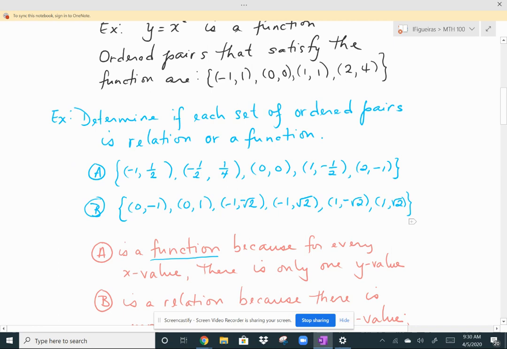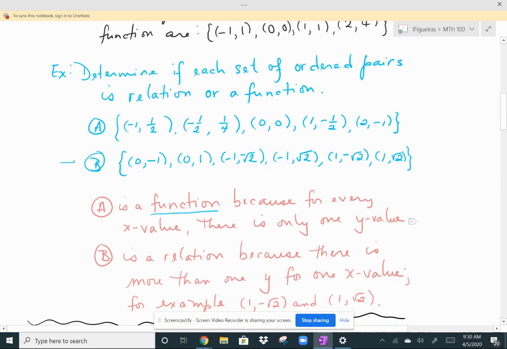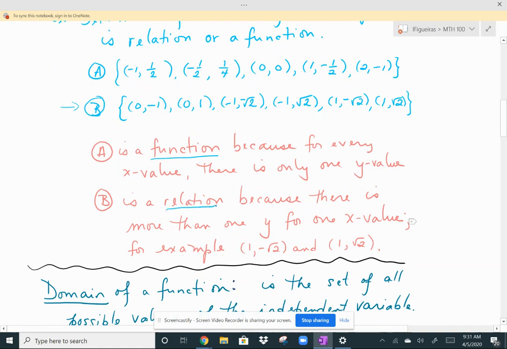Now let's look at B. B gives us the coordinates (0, -1), (0, 1), (-1, -√2), (-1, √2), (1, -√2), and (1, √2). Here we have to say that this is just a relation, not a function, because there is more than one value for any single x value. And it happens all throughout. 0 gets mapped to -1 and 1. -1 is associated with -√2 and √2. And then here I gave the last set of ordered pairs as an example: (1, -√2), (1, √2). There are multiple examples of where the x values are repeated in the ordered pairs.